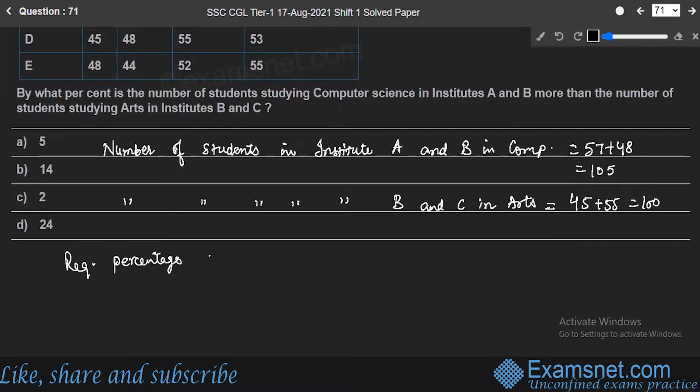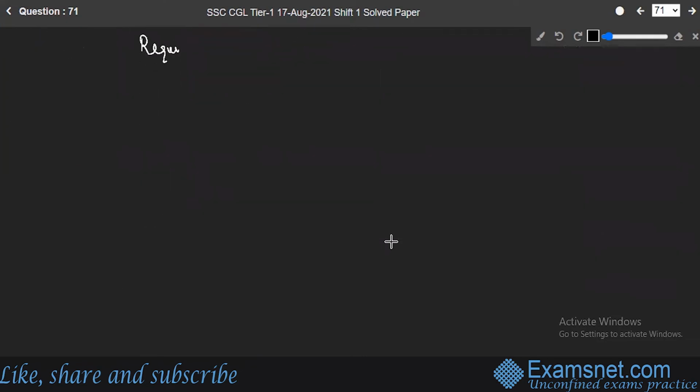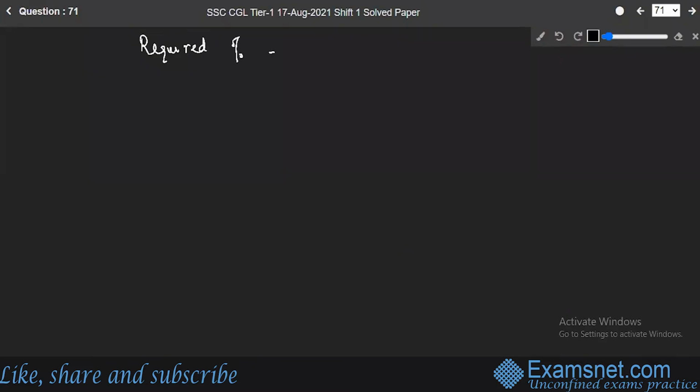So required percentage more. What is the question? By what percent is the number of students in the institute A and B more than the number of students in B and C? So before getting the percentage, we'll first of all find more students. More students is equal to 105 minus 100, which is equal to 5. Required percentage is equal to 5 upon 100 into 100, which is equal to 5%, right?